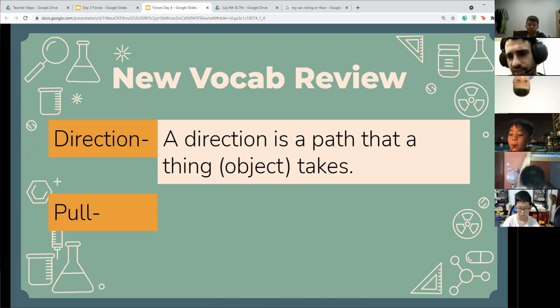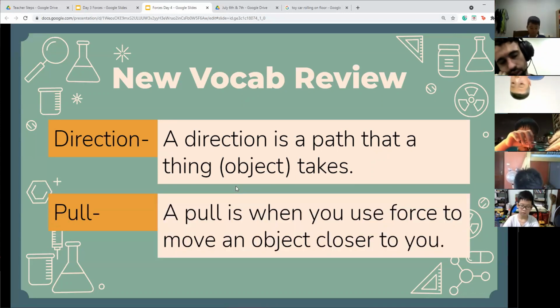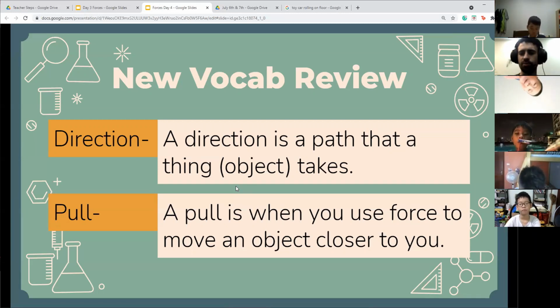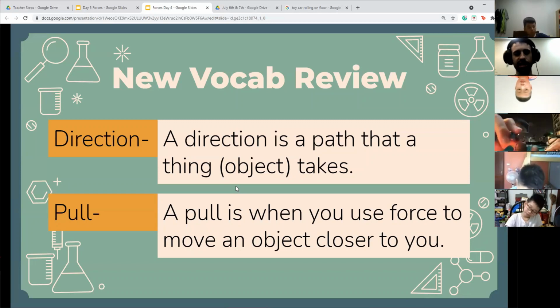What's the definition of pull? Who remembers it? We should have this memorized now. Lion, is it when the object goes away from you or towards you? Away from you. Okay, let's see if you're right. Can you read the definition? Pull is when you use force to move the object close to you. Yeah, so not away from you, closer to you. Think about pulling someone towards you. If I take my wallet and pull it towards me, it's getting closer to me.